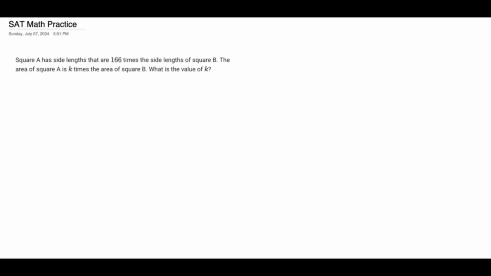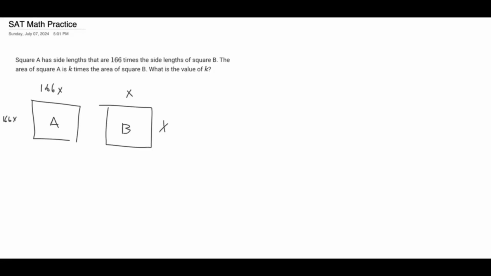So it's a very straightforward question. You can draw a diagram if you want to visualize it, so I'll just draw two squares. Let's call this one square A and this one square B. We know the side lengths of A are 166 times the side lengths of B. So if the side length of B is X, then A would be 166X. I'll just put those on both sides. To find the area of a square, we just do length times width, so X times X gives us X squared.